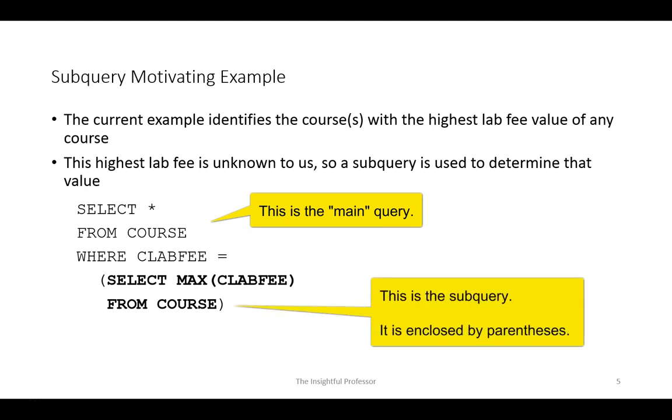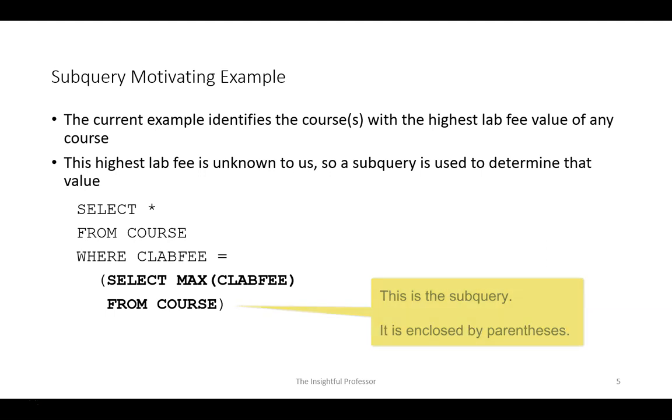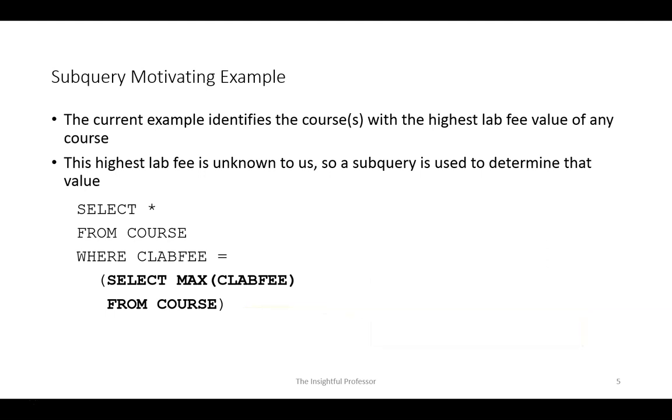And this subquery will then execute, produce the value, which will then complete the definition of the predicate. Lab fee is equal to whatever that value is. So observe that the subquery is placed within parentheses. It's kind of like an arithmetic expression where we're altering the order of evaluation. Whatever we place within parentheses will be evaluated before what exists outside of parentheses. Therefore, this will do exactly what we were describing and what we would like.